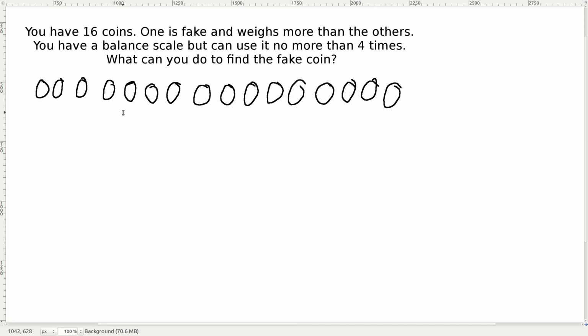So pause the video for a moment and think about what approach you could take to find the fake coin among these 16 coins using the scale no more than 4 times.